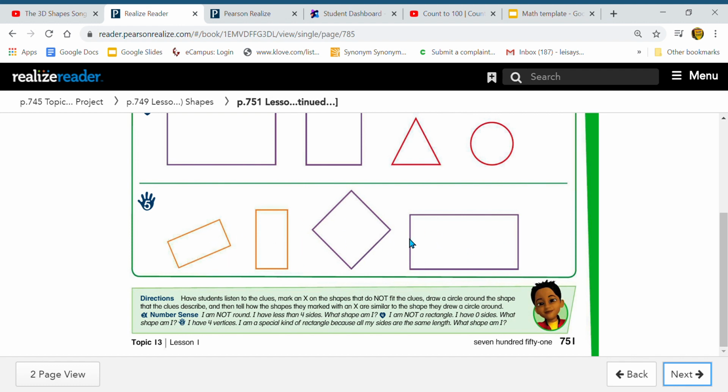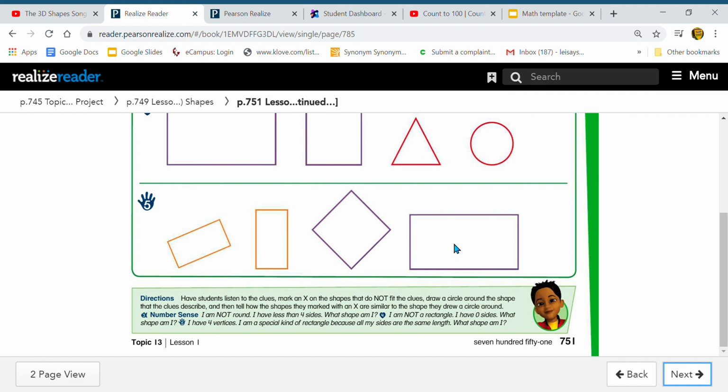All right, let me look at the next clue. All of my sides are the same length. So we know right away that it can't be this one, right? Because that's a rectangle. 2 long, 2 short sides. Is it this one? Nope, because that's a rectangle too. Could it be this one? Yeah, it could be because all of the sides are the same length. So this one is still in the running.